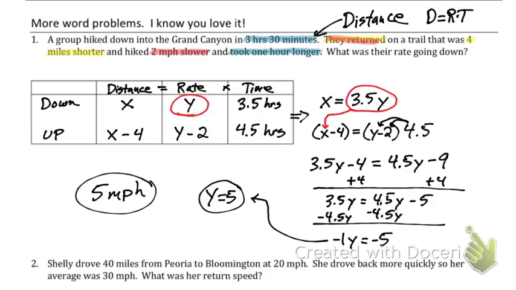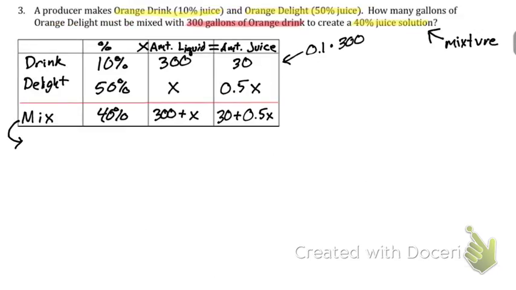The only time it might be different is if we have down and up only. Then you have to use both of them. But usually if you have any kind of mixture that has a total, it will almost always be that total column. All right, so our total column would be 0.4 times 300 plus X is going to equal 30 plus 0.5X. And now it's just solving for X.